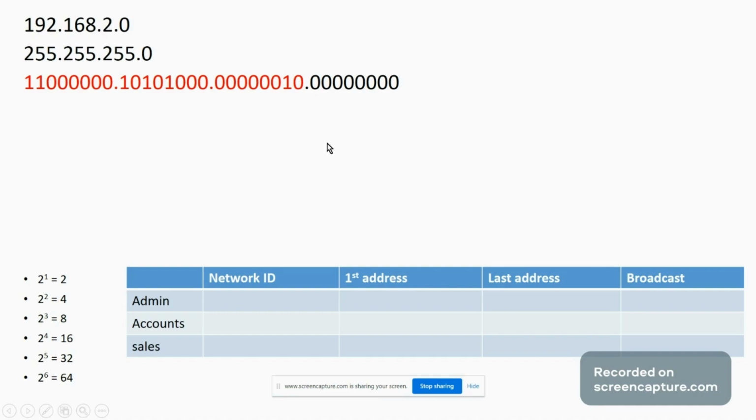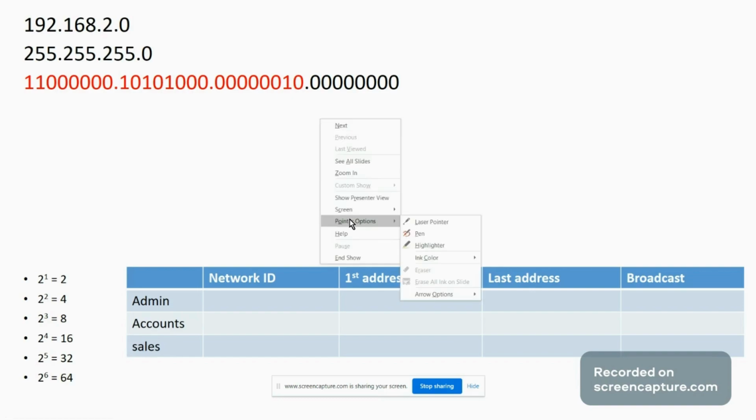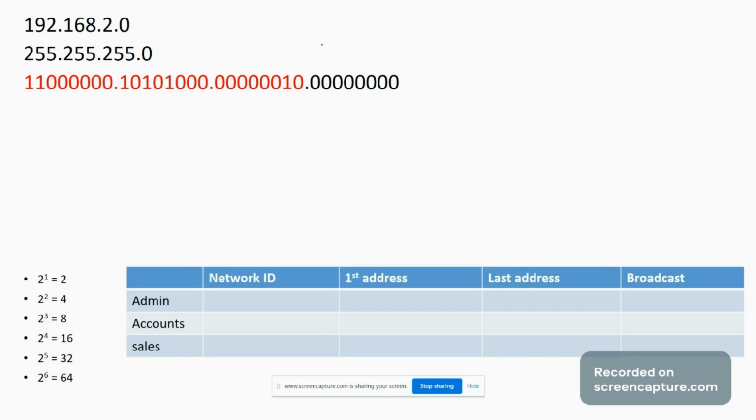So we can only play with the host portion when it comes to subnetting, and we need 3 subnets: an admin subnet, an account subnet, and a sales subnet, all from this one IP address. So the first thing we do, we draw an imaginary line. If you move one space to the right at the beginning of our host address, we effectively got 2 to the power of 1, because in binary you only have 2 numbers, 0 and 1.